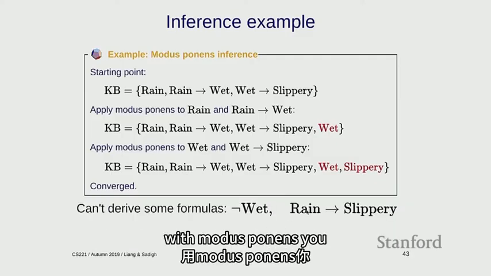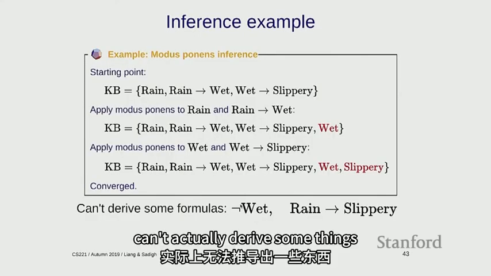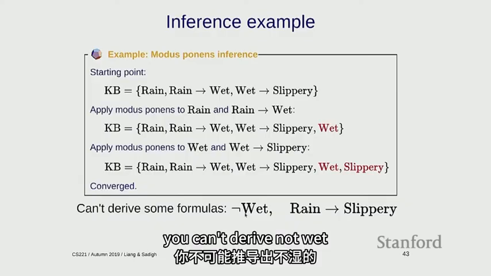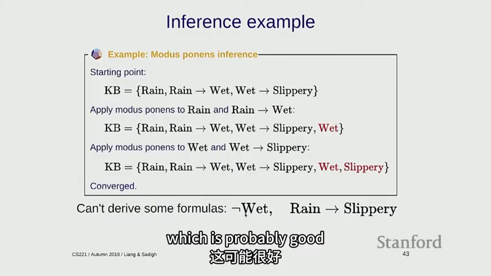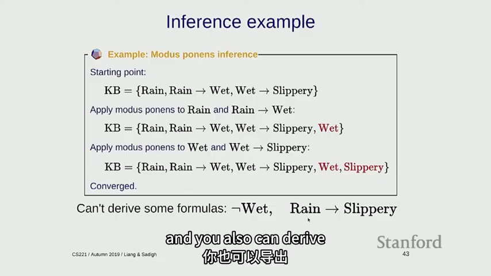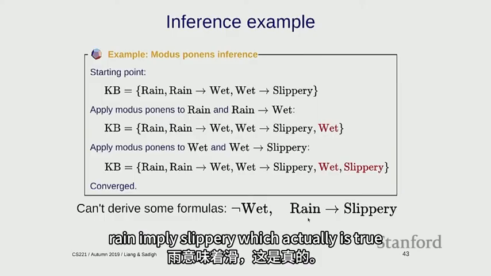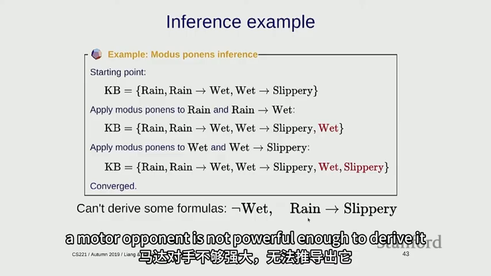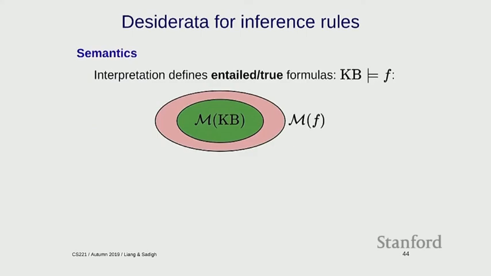And with modus ponens, you can't actually derive some things. You can't derive not wet, which is probably good, because it's not true. And you also can't derive rain implies slippery, which actually is true, but modus ponens is not powerful enough to derive it. Okay?